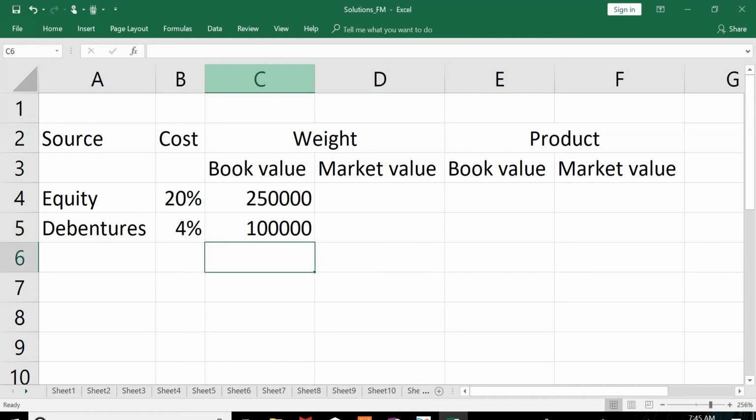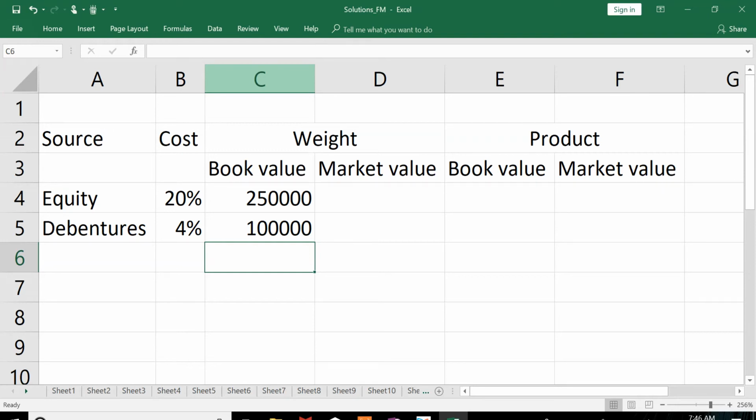Listen for some time, I'll tell you when to note it down. 2,50,000 and 1 lakh. I'm just telling you, this step is more of copy pasting. You're not going to calculate anything per se, you're just going to copy paste a lot of things. So source and cost were written. Book value is 2,50,000 and 1 lakh.